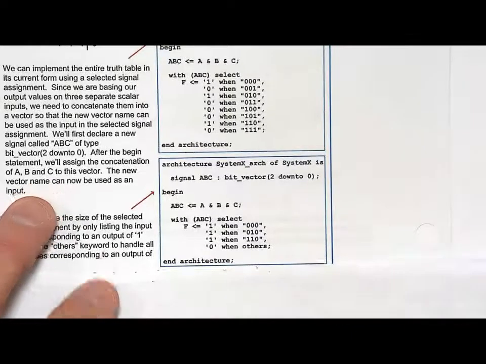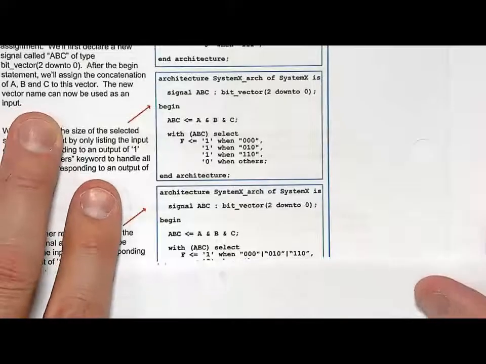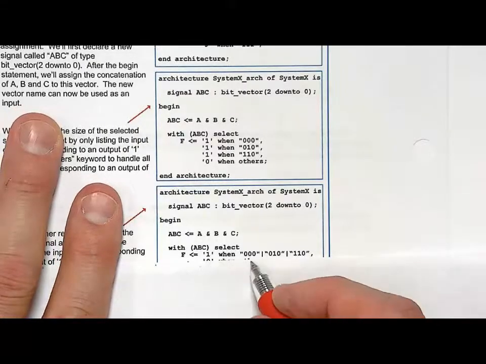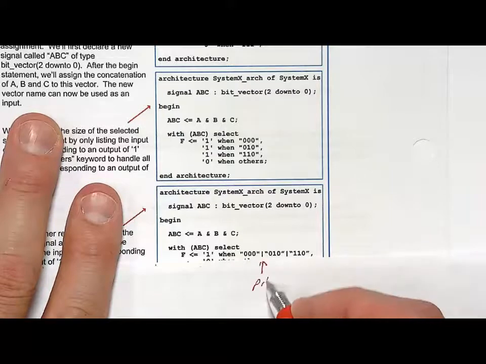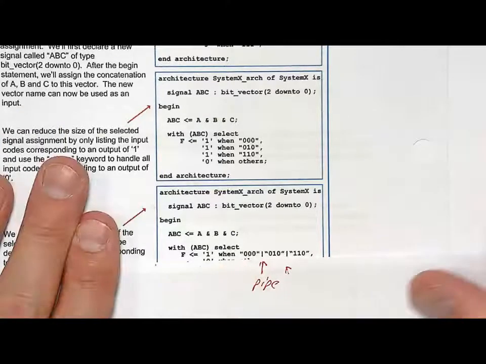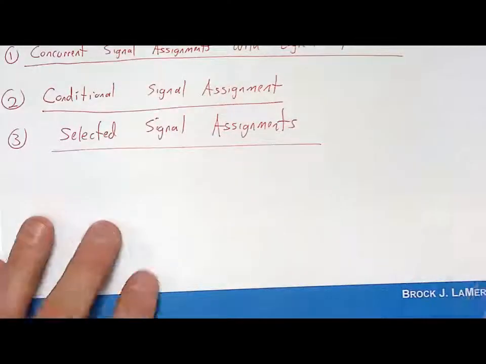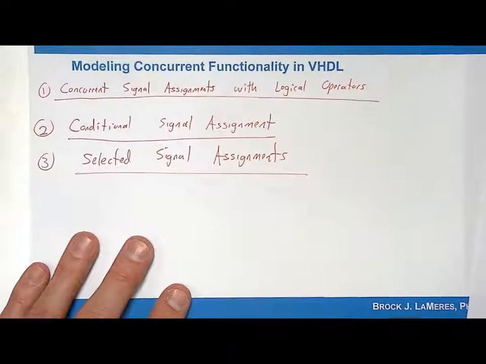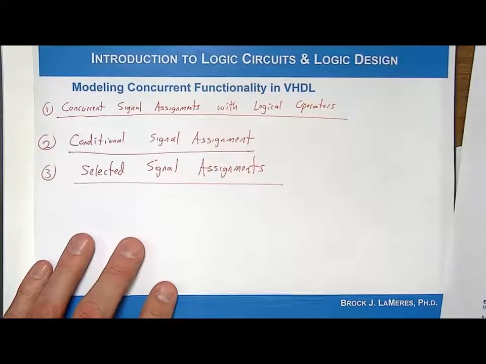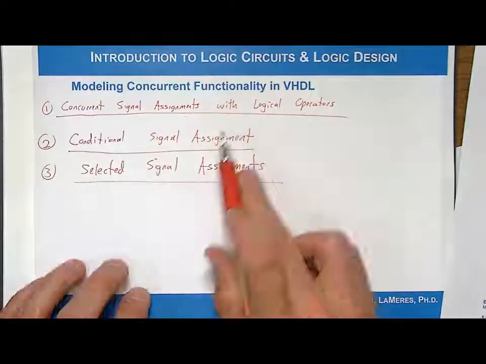The selected signal assignment actually gives you an even more compact way to do it by pipe delimiting the inputs. So for example, you go F gets a 1 when 0, 0, 0, and then this is a pipe. So it's pipe delimited. It's like saying 0, 0, 0, or 0, 1, 0, or 1, 1, 0. And then you use the others clause to pick up the 0. So that's 3 different ways to do selected signal assignments for that same truth table. Okay, so now what we have is 3 modeling techniques to get a simulatable, synthesizable combinational logic circuit: concurrent signal assignments with logical operators, conditional signal assignments, and selected signal assignments.